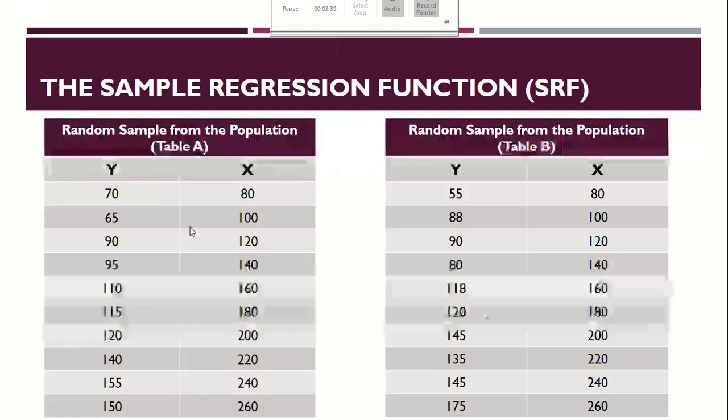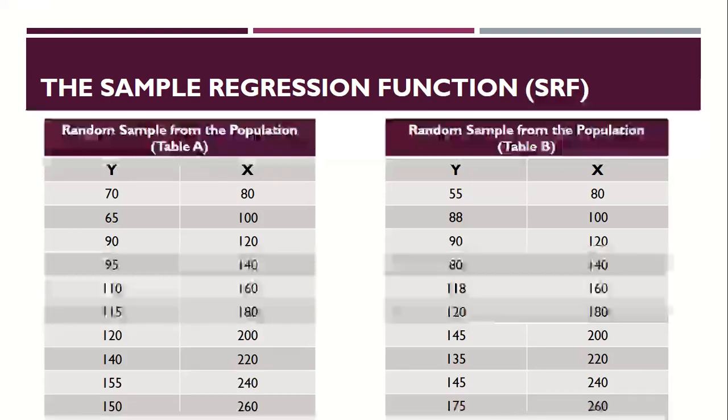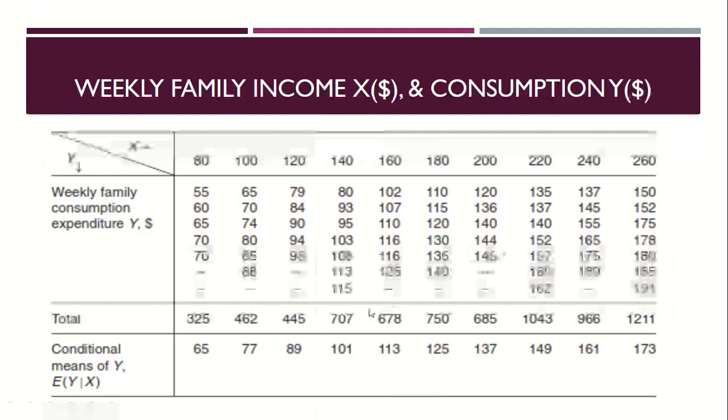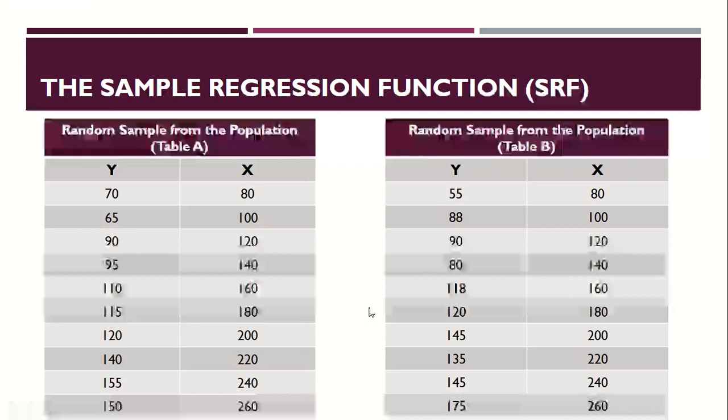So we have taken samples, that is table A and table B, from the population data that is given over here for 60 families, and we have taken the data for 10 families, each value of y corresponding to an x value.